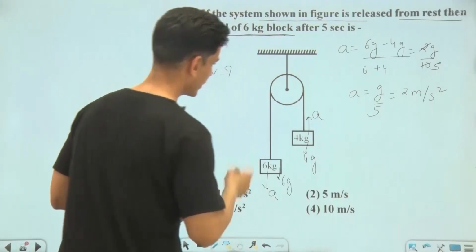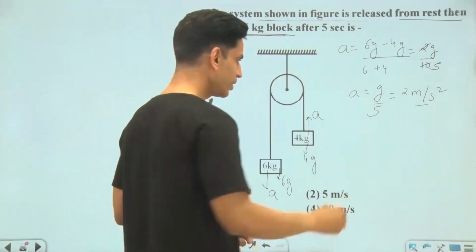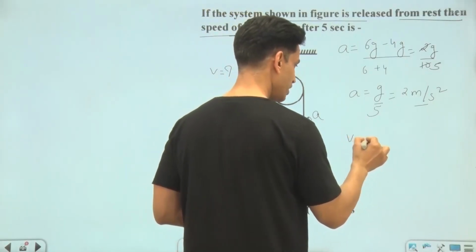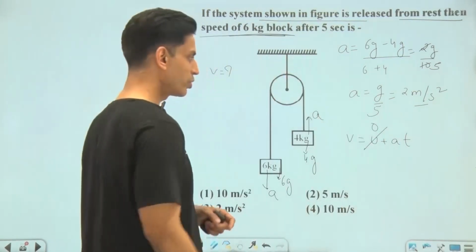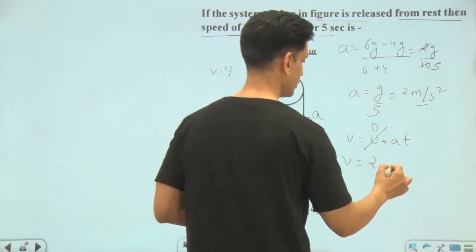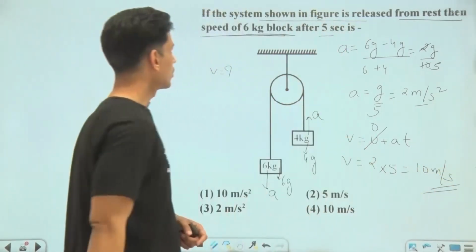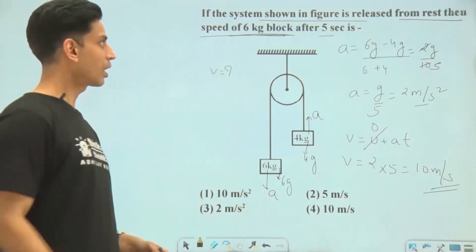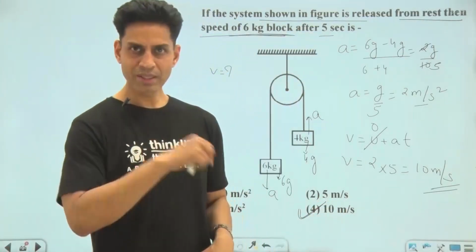So the acceleration is this. Now the acceleration is constant, so the equations of motion are applicable. Using the first equation of motion, v equals u plus at. Now it is released from rest, so u equals 0. v equals a, which is 2, times t, which is 5. That is 10 meter per second. So the velocity of the 6 kilogram block after 5 seconds will be 10 meter per second. That is, option number 4 is the correct answer.